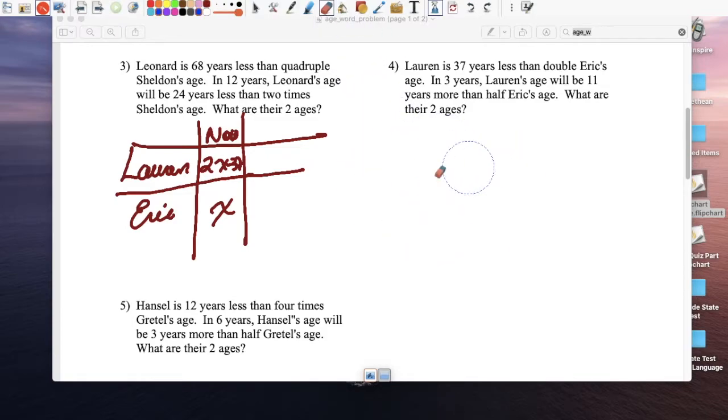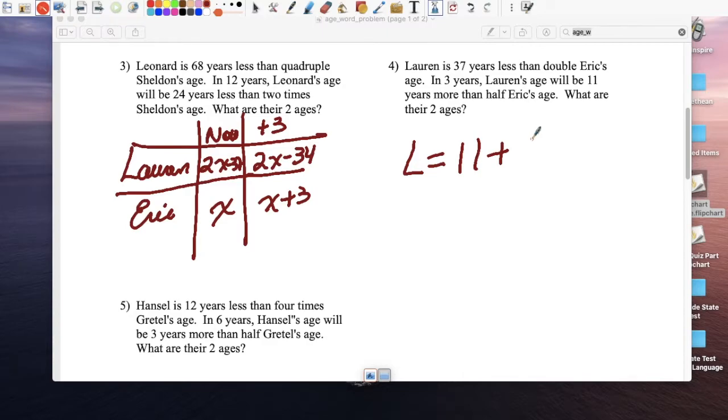In 3 years plus in the future, right? So plus 3. 2x minus 37 plus 3 is just going to be 2x minus 34. And x plus 3 is just x plus 3. So that's their ages 3 years from now. And 3 years from now, what can we say? Lauren will be 11 years more than half of Eric's age.